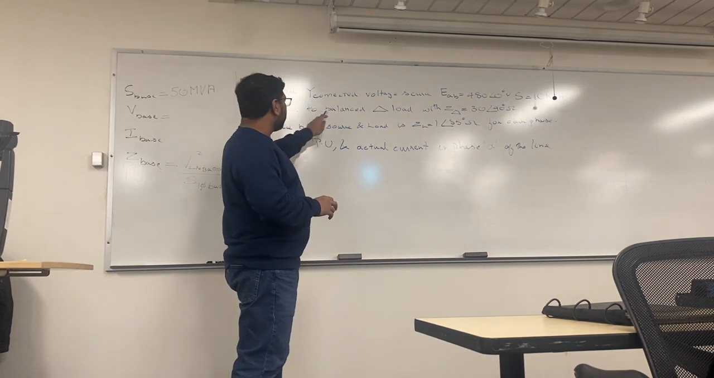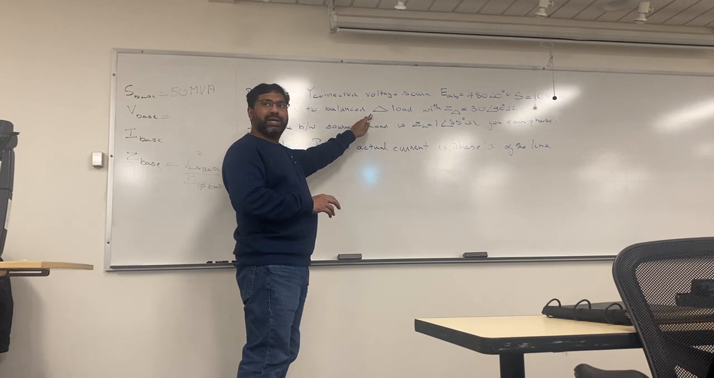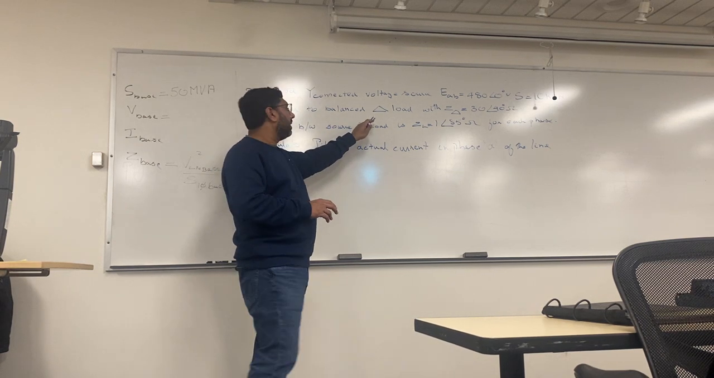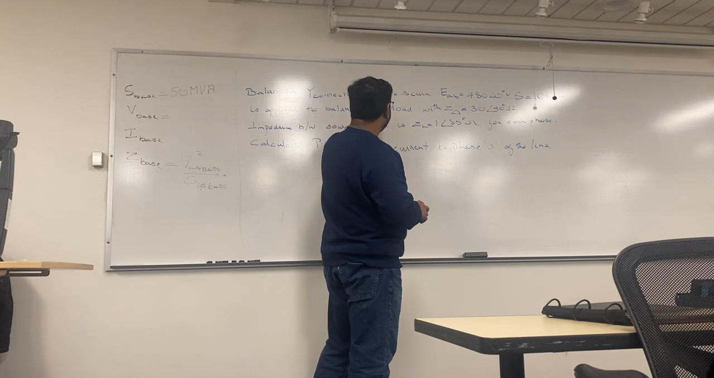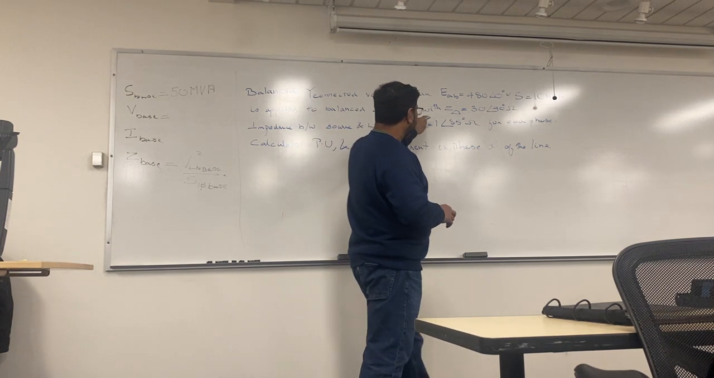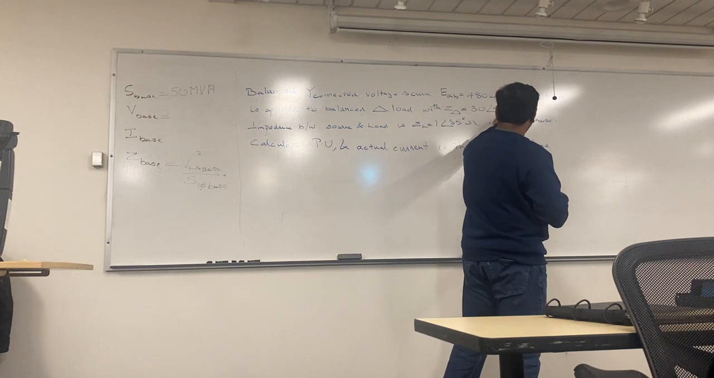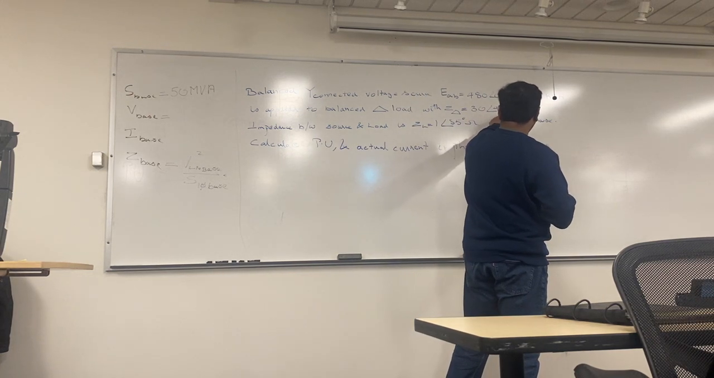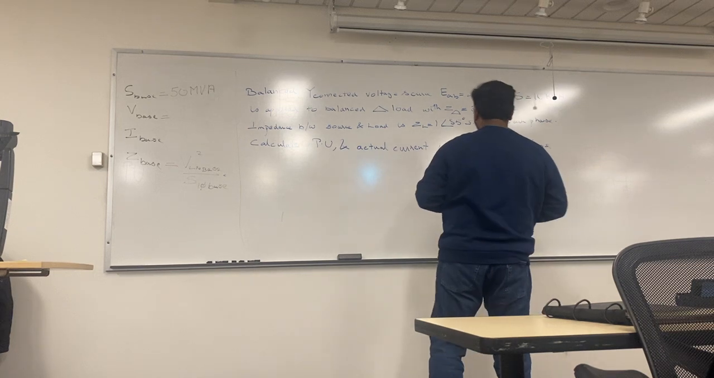The source is connected to a balanced delta load. Can you guys read? Is this big enough? Okay. It's connected to a balanced delta load. Your source was Y, your load was delta, and the Z delta is given as 30 ohms with an angle of 40 degrees.